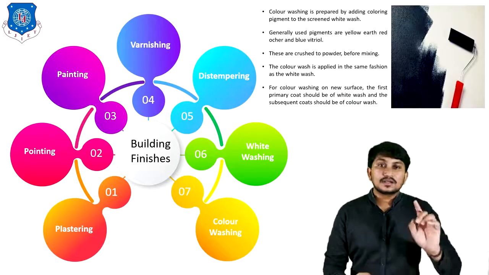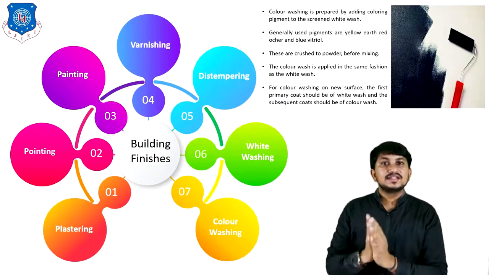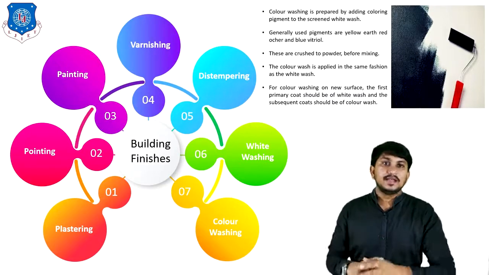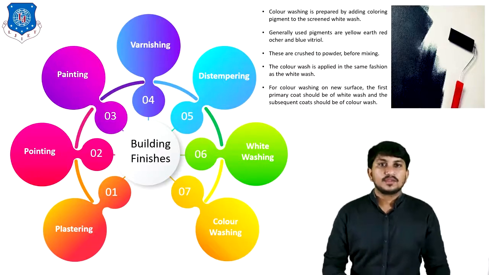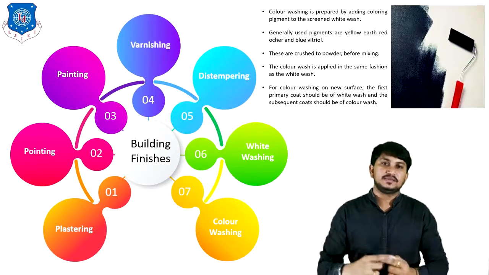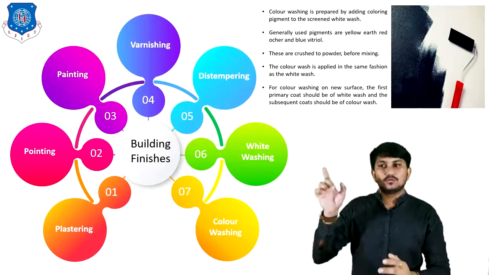And the seventh is color washing. Color wash is prepared by adding coloring pigments to the screened whitewash. Generally used pigments are yellow earth, red ochre and blue vitriol. These are crushed to powder before mixing. The color wash is applied in the same fashion as the whitewash.